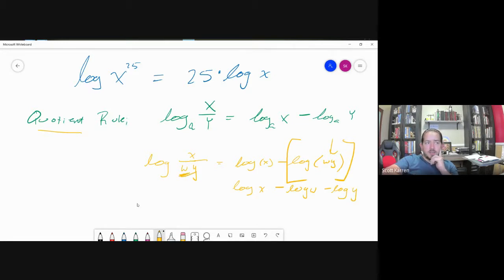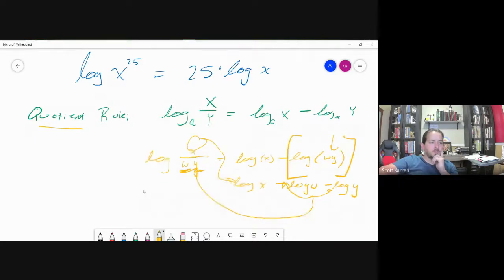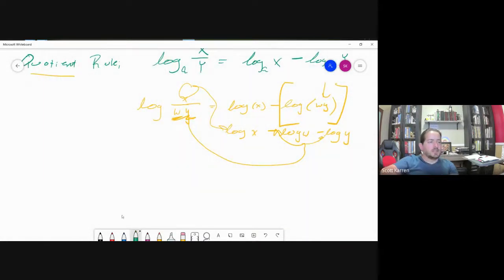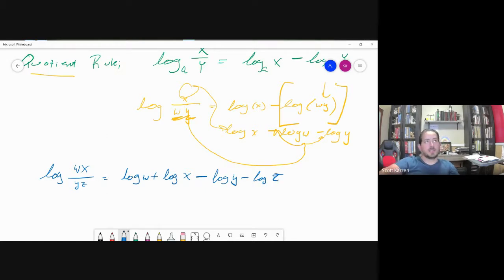So anything in the denominator is going to end up with a negative in front of its log, and anything in the numerator is going to just be a positive, right? So something a little less ugly here: log of wx over yz. I can call this the log of w plus the log of x minus the log of y and minus the log of z, using both of those rules simultaneously.